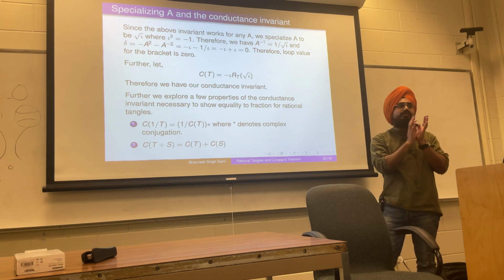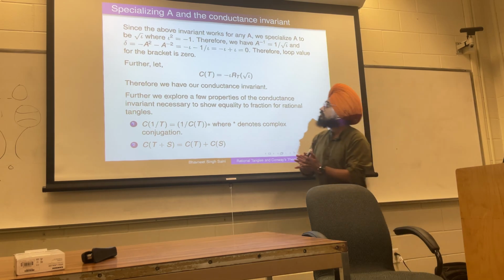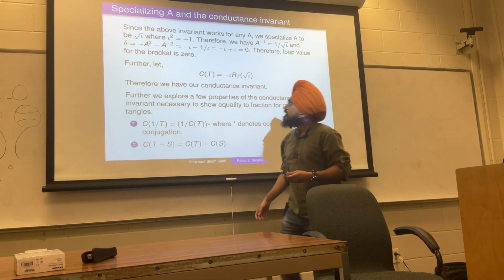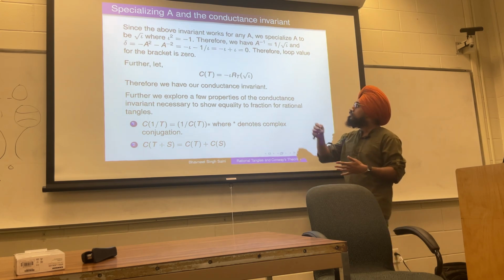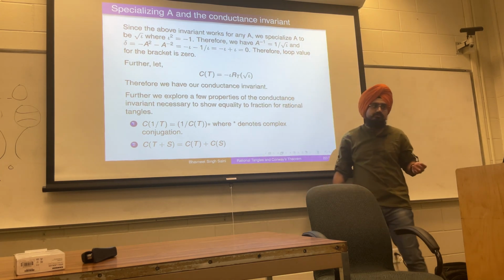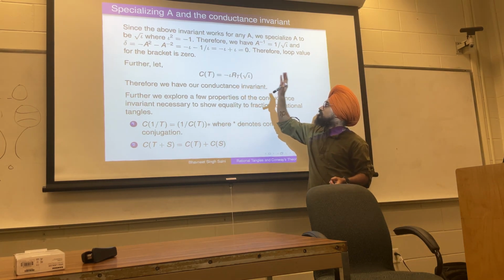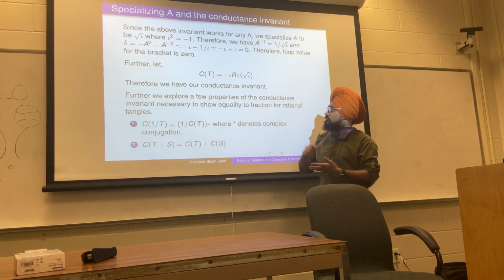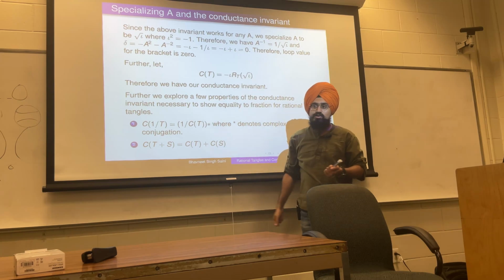Now as we have seen, A can be anything, right? For our conductance invariant, what we do is that we define A to be root of the imaginary number iota, and therefore your B is basically A inverse, so this will be 1 over root of iota. Your conductance invariant would be defined as the ratio of the alpha of t and beta of t, and the variable A would just be root of iota, and we multiply by a normalizing factor negative iota.